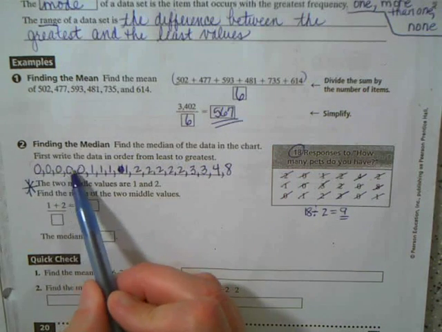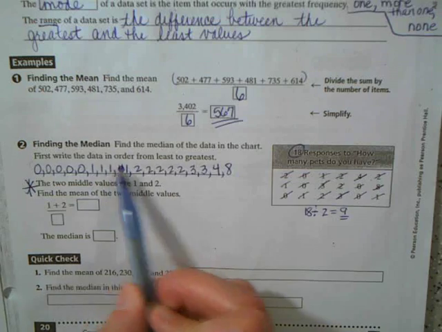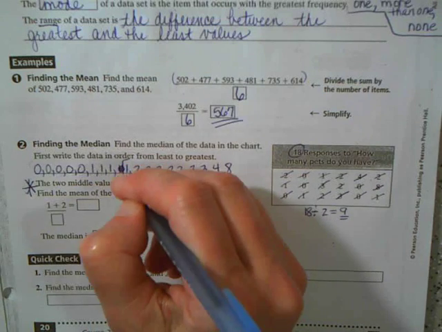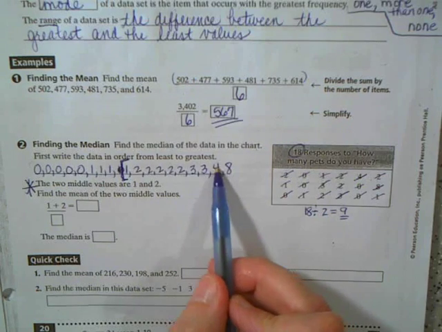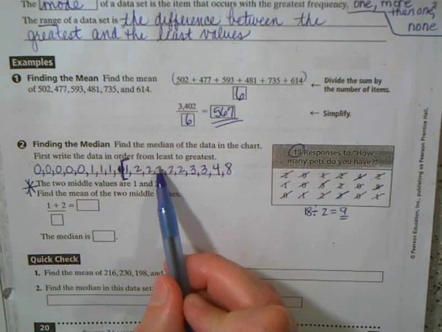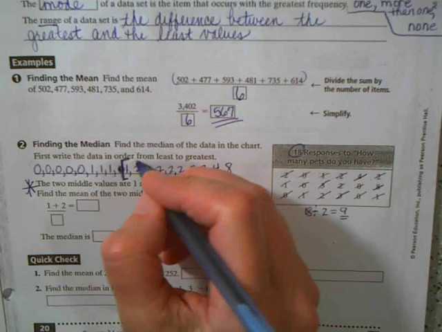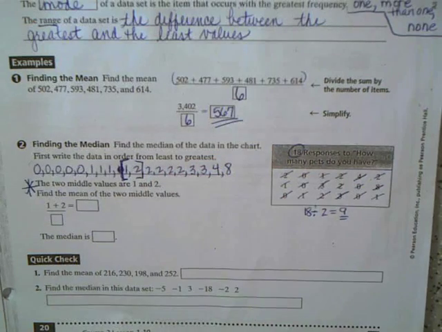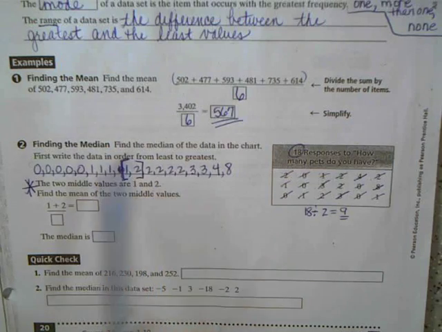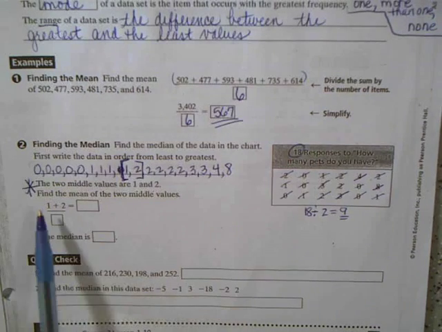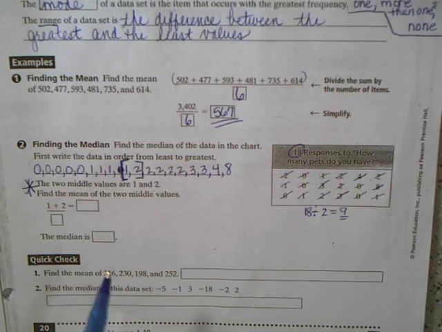So 1, 2, 3, 4, 5, 6, 7, 8, 9. So this one, I'm going to put a bracket around it. And go to the other end. 1, 2, 3, 4, 5, 6, 7, 8, 9. Okay, I landed on 2 different numbers, so I know that I have 2 middle values. This is what I was alluding to when I said the median of a set of data with an even number of terms is the mean of the 2 middle values.